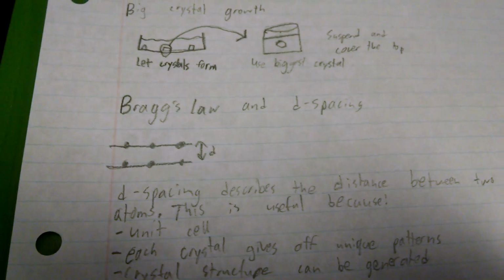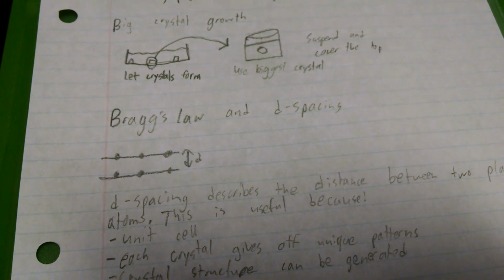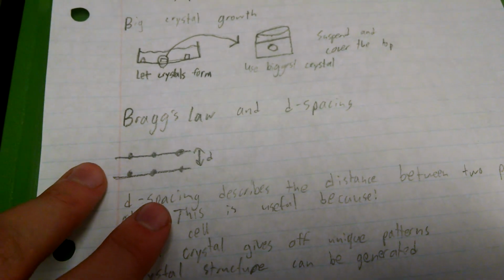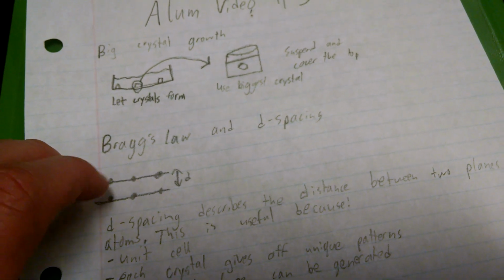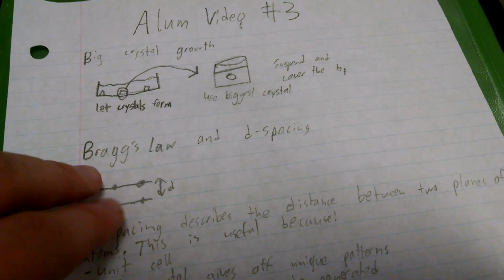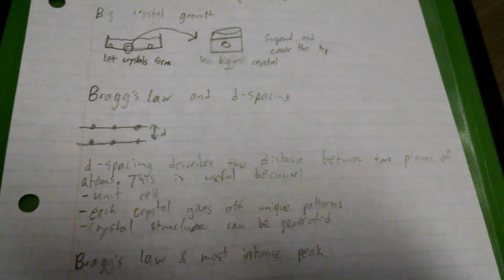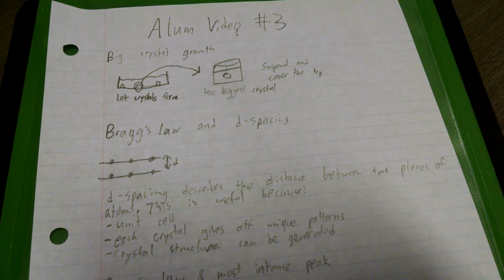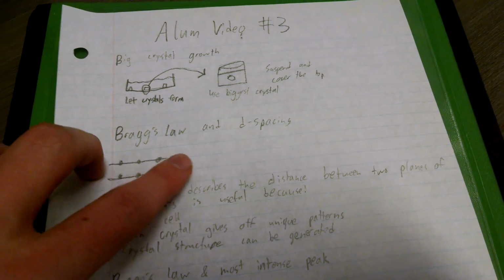So after that we need to talk about Bragg's law of d-spacing in order to determine the structure of this crystal. So what d-spacing is basically, when atoms are in a structure like a crystal, they're in set planes apart from each other. So we can use a certain formula to find the distance between these two planes, which we'll discuss in a little bit. So d-spacing describes the distance between these planes, and this is useful to us because it allows us to create a unit cell from this information, from this d. We can create a unit cell of the crystal structure.